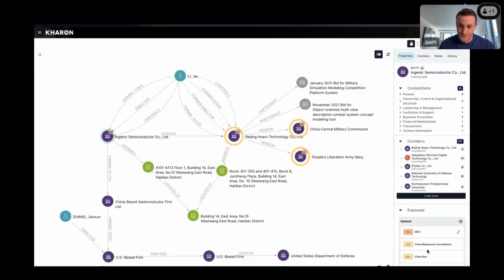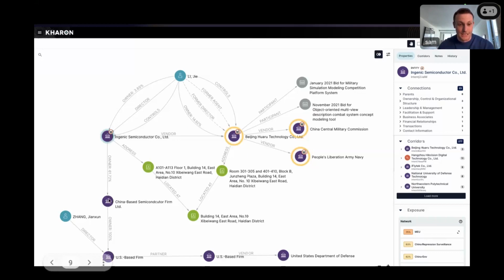Now, as we move down the left-hand side of the screen here, we see that Eugenic in particular has exposure to various risks in Charon's system for the Chinese government, and retains corridors to various actors, but ultimately is the owner of another Chinese-based firm, which for the purpose of this demonstration we will redact. Again, on further calls, I'm happy to explain more of who these companies are. For the purpose of this call, there'll be a few names that will be redacted, including this firm.